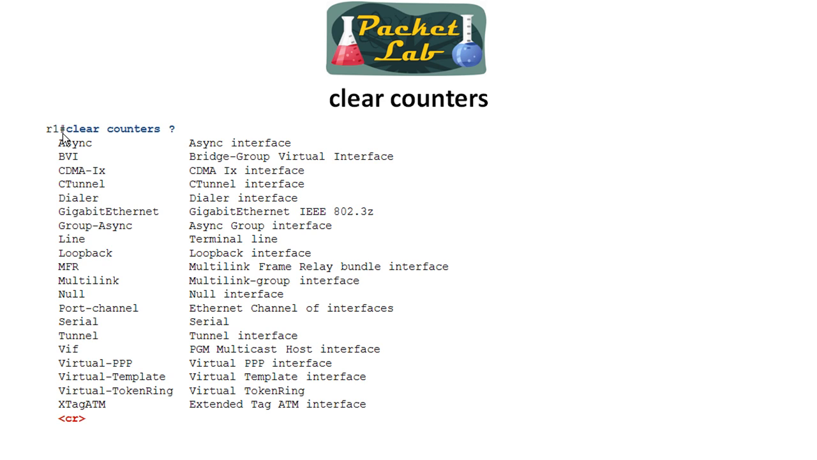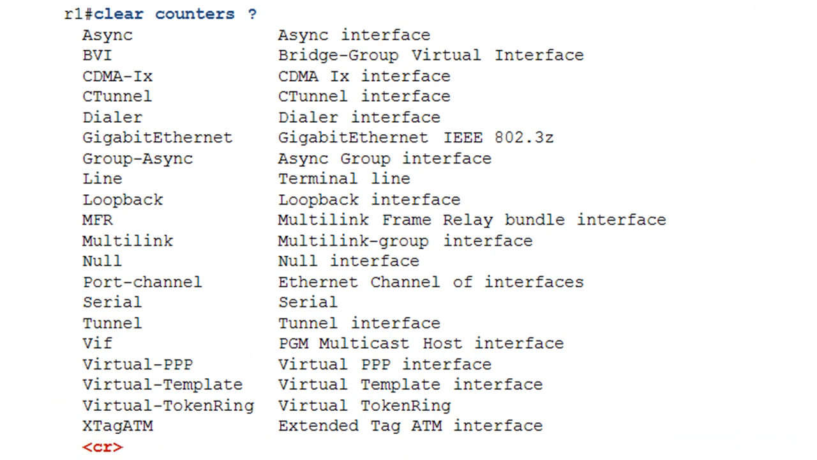Again, we're in privileged exec mode. You're not going to be able to do this if you're not in privileged exec mode. You're going to issue clear counters, and we're going to invoke the Cisco IOS help with the question mark. Depending on the IOS version or the platform that you're on, you'll get different options here.